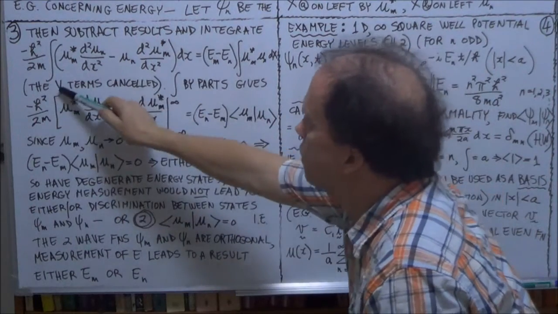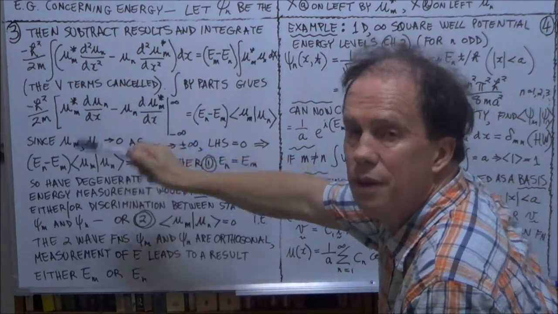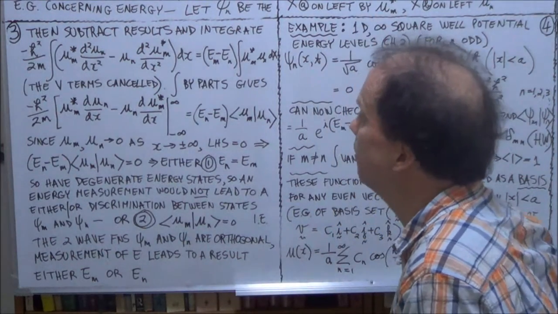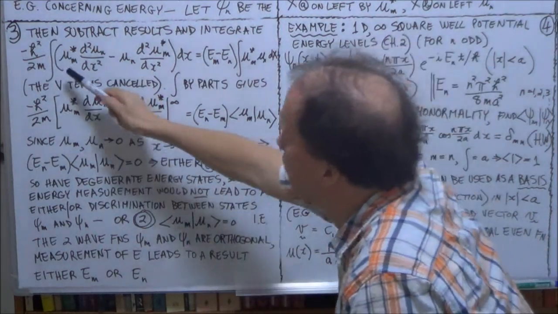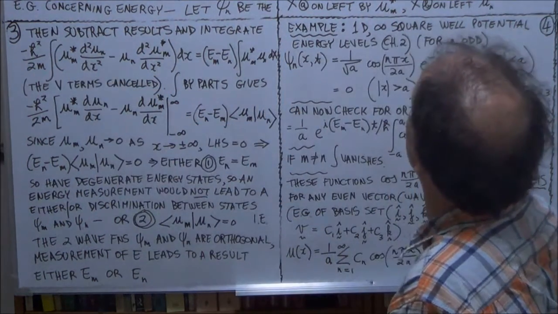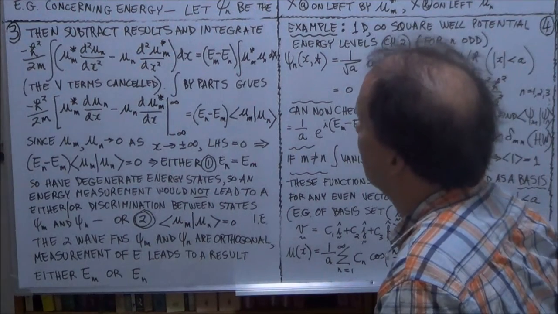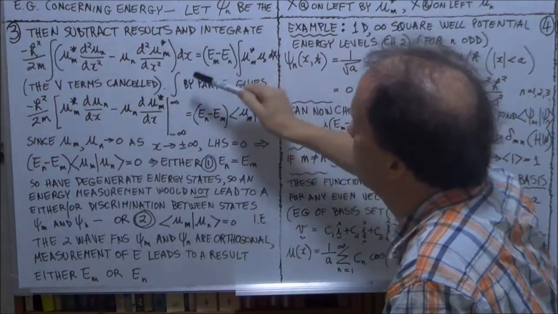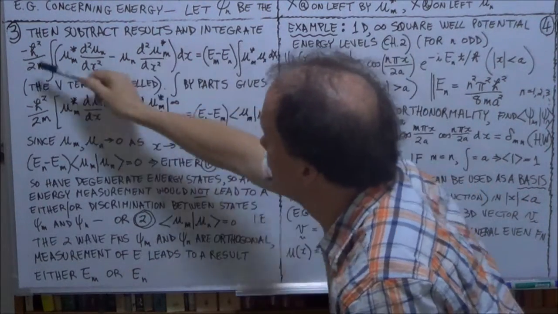You notice the V terms, the potential terms, cancelled. They cancelled each other out in the subtraction because they ended up being the same, which was the reason why we multiplied the first Schrödinger equation by this on the left.